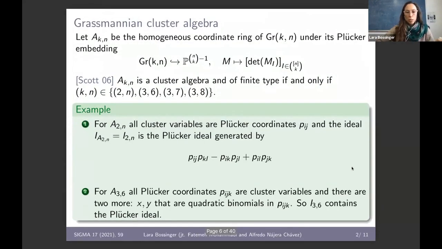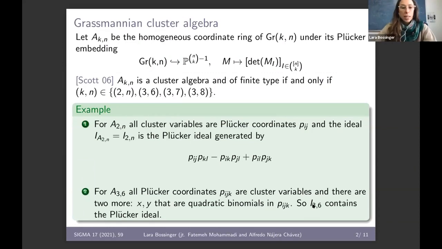Now for the Grassmannian (3,6), the situation is slightly more complicated, but still very much handleable. So there are the Plücker coordinates that now have three indices, P_ijk, still cluster variables. This will always be the case, but there are two more, x and y, that are quadratic binomials in P_ijk. And I think on Monday, in Anastasia's talk, these extra cluster variables also already appeared.